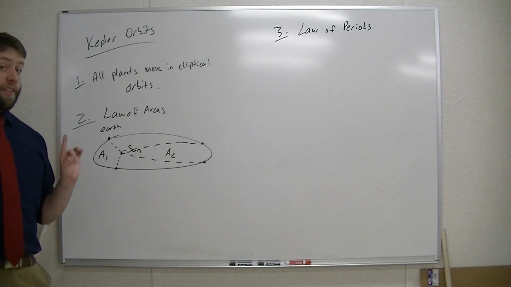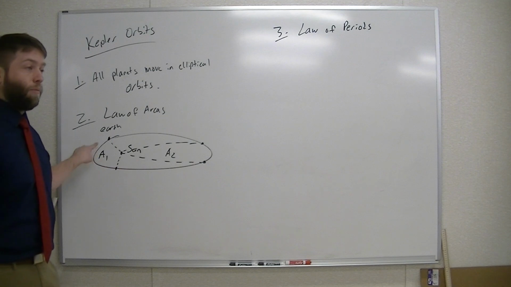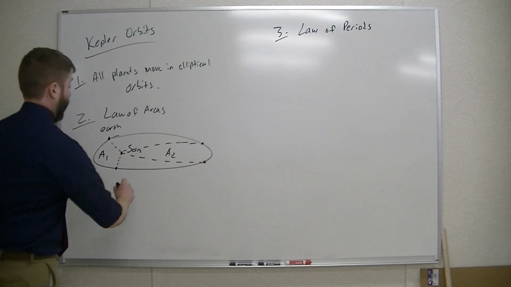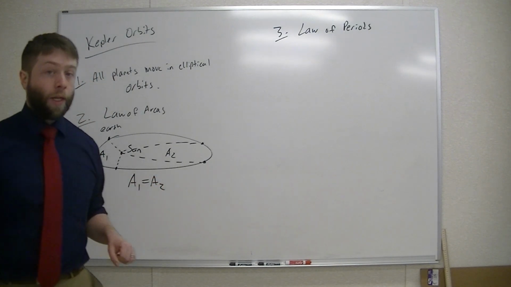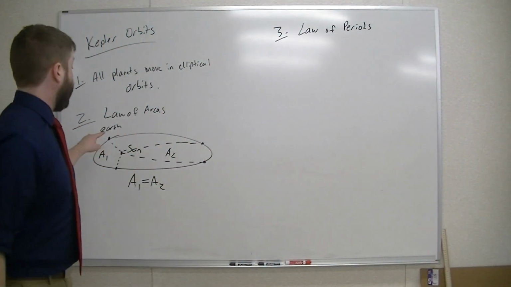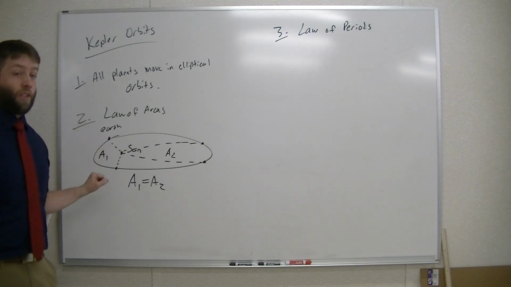If we record the exact same amount of time, the area that's cut out by the Earth during that orbit is going to be the same. So area 1 is going to be equal to area 2. Now there are a lot of implications here. The first implication, it should be fairly obvious, is that the Earth is going to have more velocity. It's going to be moving faster when it's closer to the sun.